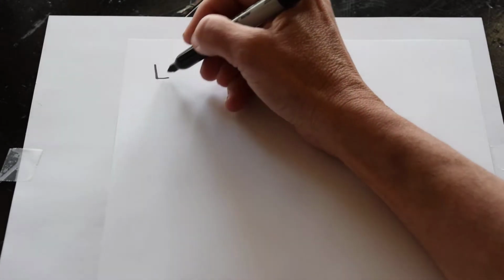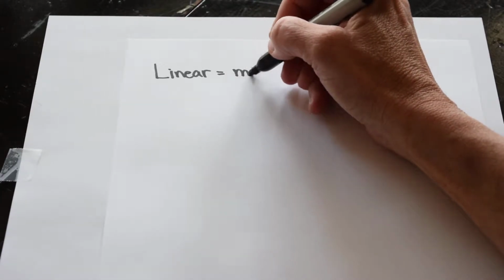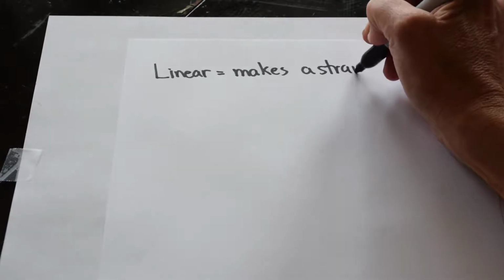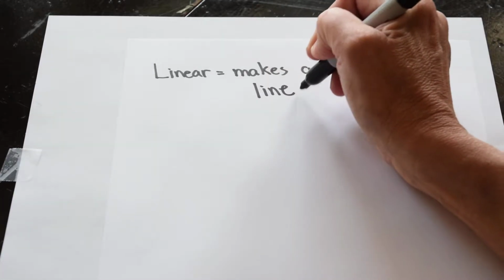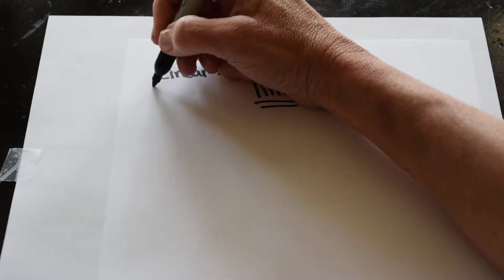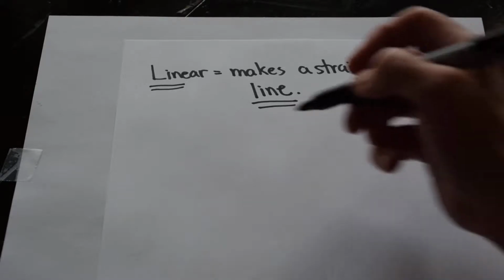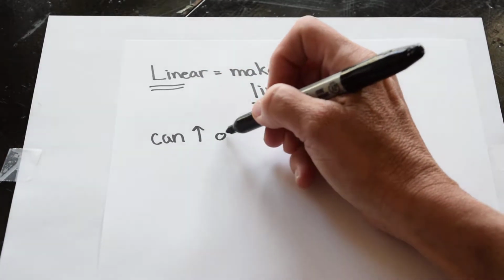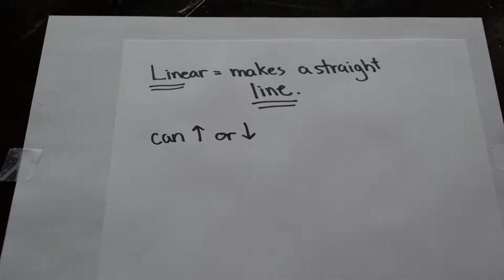And linear, this one's pretty easy. It makes a straight line. Here's the trick to remember it: line and linear. Linear, line. It can increase or decrease. We've seen that. Linear is the one you're most familiar with. We've been dealing with linear equations for the last couple of years.